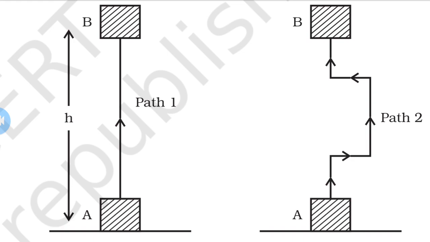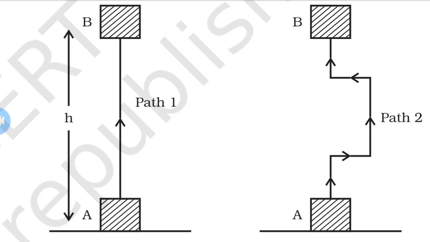Now we consider that the work done by gravity depends on the difference in vertical heights of the initial position as well as the final position of the object. The work done does not depend on the path along which the object is moved. As shown in the figure, observe case 1 and case 2, that is path 1 and path 2. In both paths, a block is raised from position A to position B by taking two different paths.